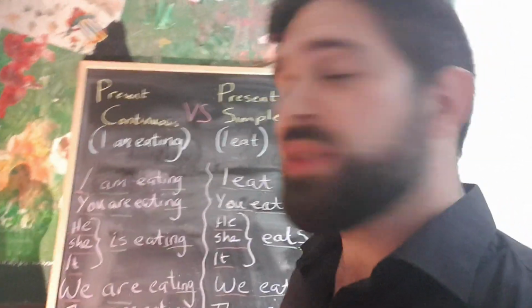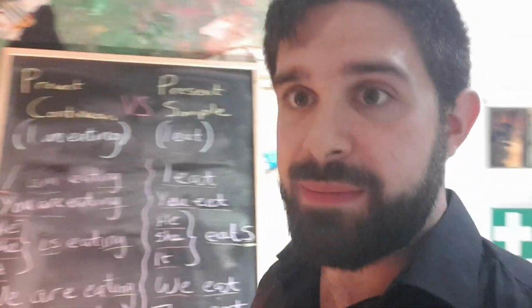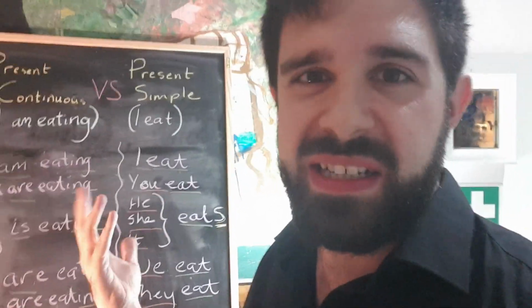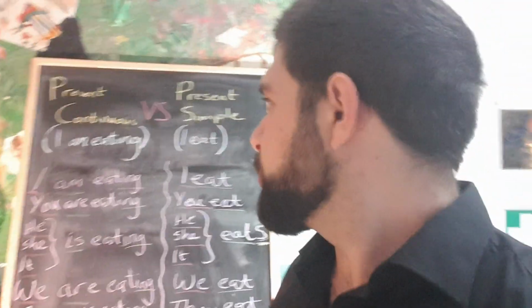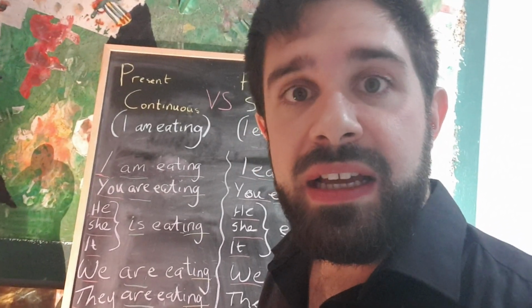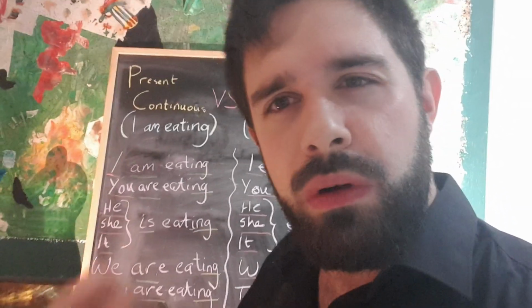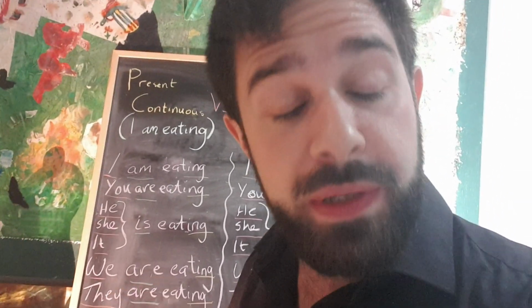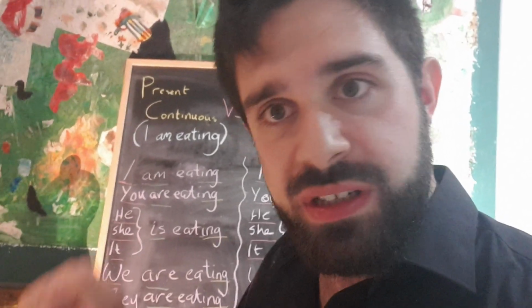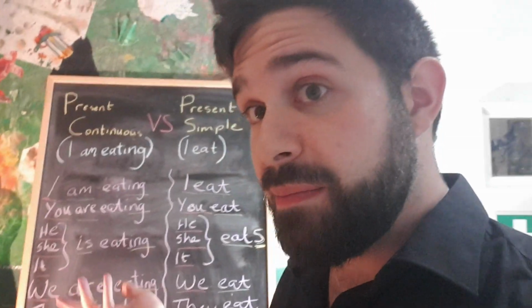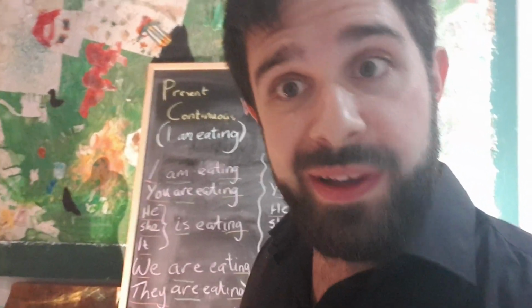So, present continuous: I am eating. Present simple: I eat. I am eating, I eat. What's the difference? I am eating. Present continuous means you do it right now, at this point in time. You are doing this action now. I am eating, I am dancing, I am breathing, now it's happening.